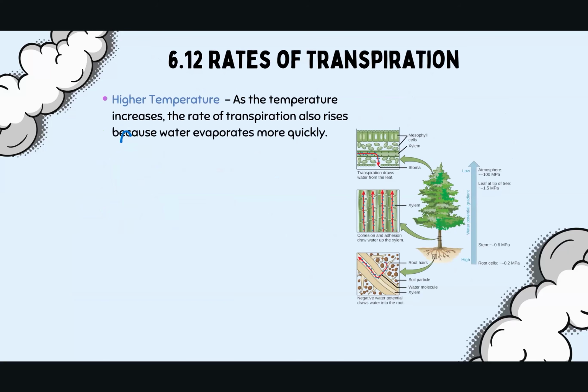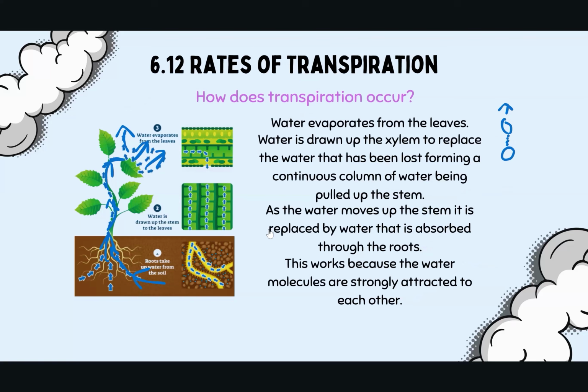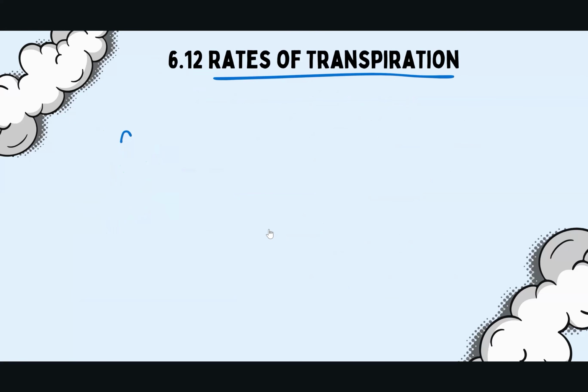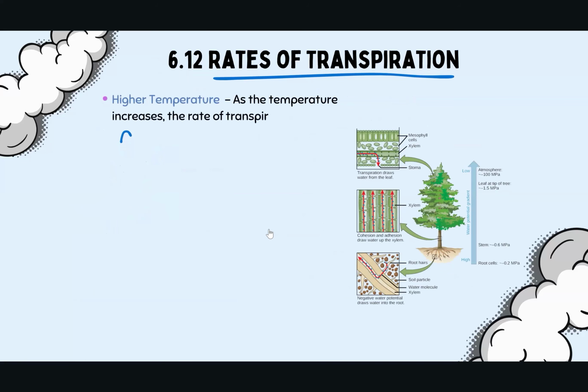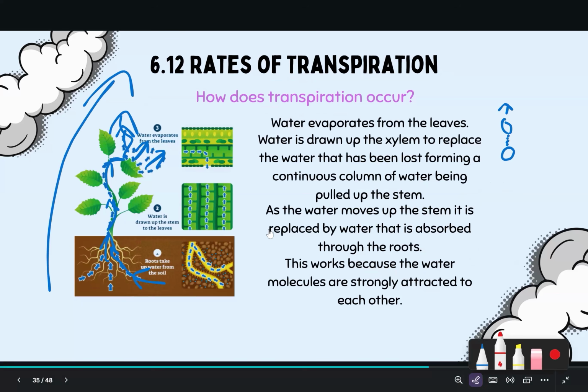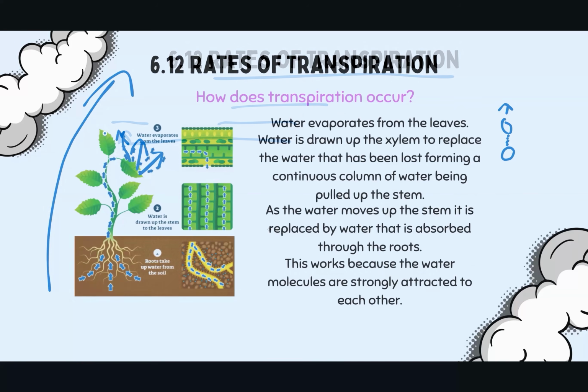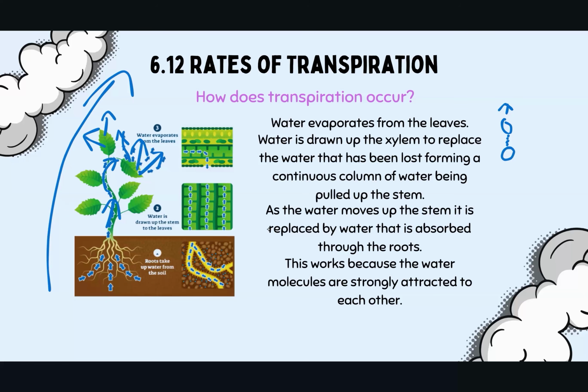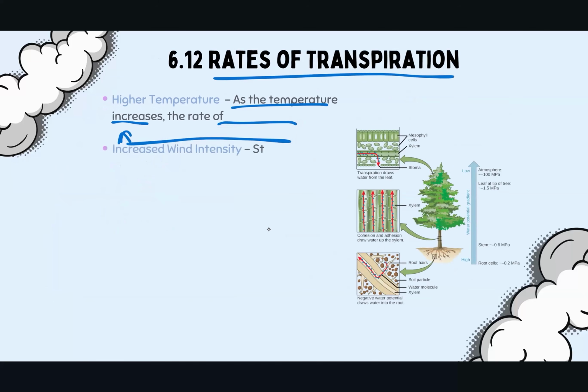Now, when we say rates of transpiration, anything that speeds up that process of the water going from the roots and out through the leaves is what we mean. This is what we're talking about. How can we affect the rates of transpiration? So number one, higher temperature. As the temperature increases, the rate of transpiration also increases because water evaporates more quickly. So if the water leaves through the stomata more quickly, then that means it's going to be replaced by water more quickly. So transpiration happens faster. So at higher temperatures, transpiration is faster.